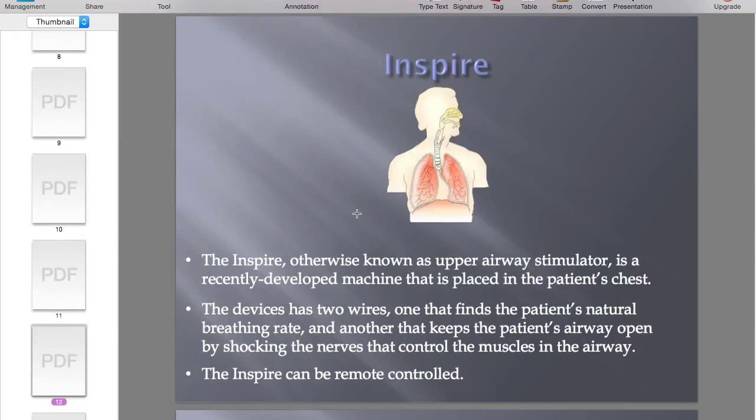The Inspire is a really recently created technology. It's placed in the patient's chest, and so it has two wires. One wire extends out to the lungs, and it finds the patient's natural breathing rate, and another one goes up to the throat, and pretty much what this wire does is shock the muscles that control the airway, and keeps those open with the shocks. The shocks contract the muscles, keep the airway open, and it can be remotely controlled. So if the doctor needs to control it, he can control it, or if you need to control the machine, you can control it with a remote. So it's a pretty innovative machine.